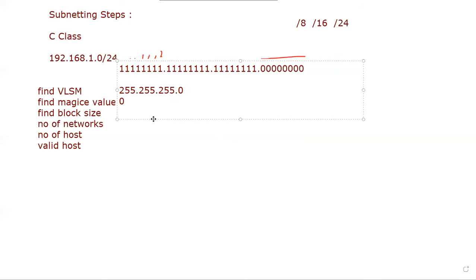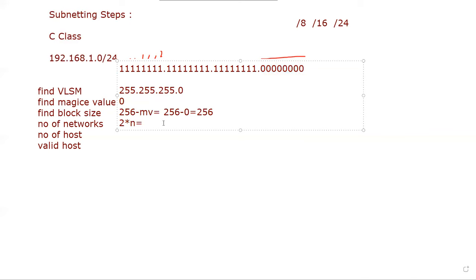After magic value, the formula of block size is 256 minus magic value. 256 minus 0 is equal to 256. Number of network formula is 2 raised to power n. N means on bits. How many on bits are there? 24. And how many off bits are there? 8. Okay. But we don't have to consider /8, /16, and /24, because these are the fixed bits. So we don't have to watch this. Now, from the magic value part, we have to check how many bits are on, how many bits are off.